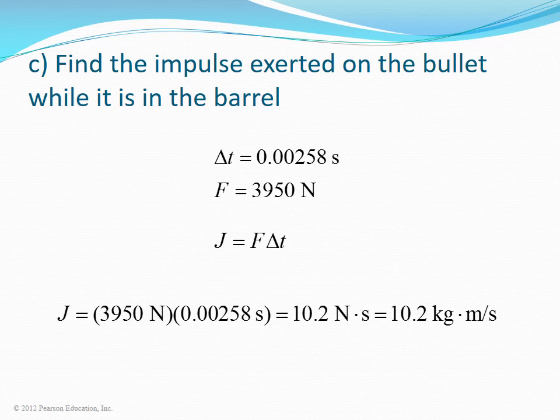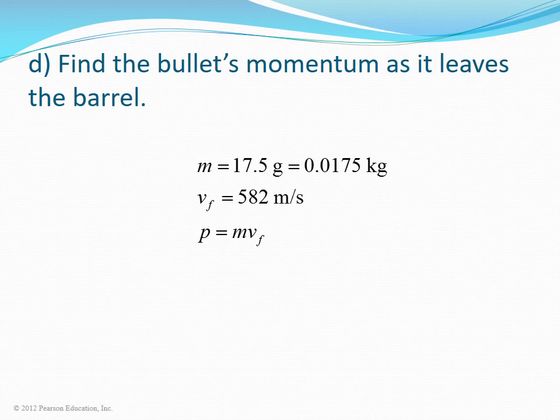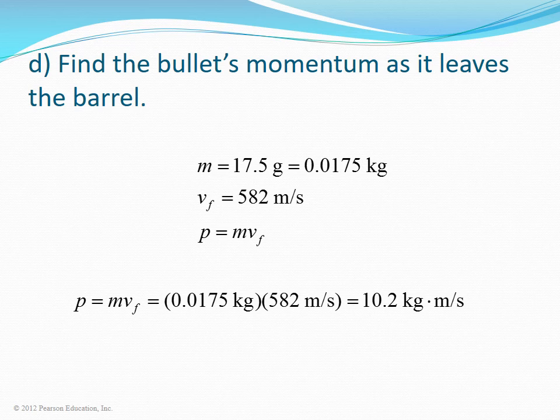The time interval and the force are known. The impulse is the force times the time interval, yielding an impulse of 10.2 kilogram meters per second. The momentum as the bullet leaves the barrel is the mass times the muzzle velocity. Both these quantities are known. The momentum is then 10.2 kilogram meters per second. Notice that since the initial velocity is 0, the change in momentum is equal to the impulse. This is always true.